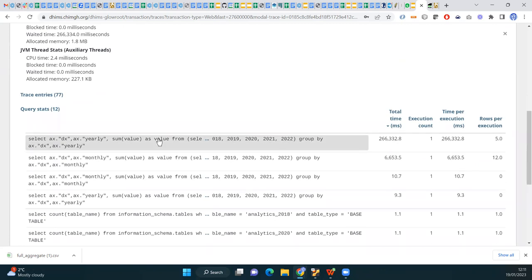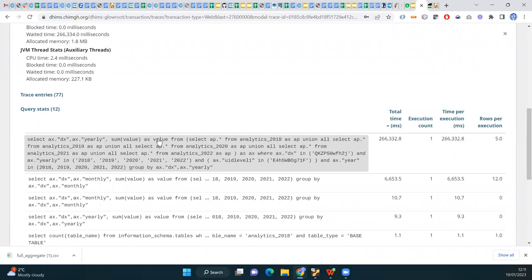This query here, for some reason, is slow. It looks like it's going over a number of years, picking up the yearly from analytics 2020 and 2019 and 2018. If we had reason to believe this thing was causing us a problem, then it would be a case to go to the database, perhaps taking this query as it is and running it through explain and analyze and finding out exactly what's slow about it, and maybe seeing if there's ways it could be optimized.